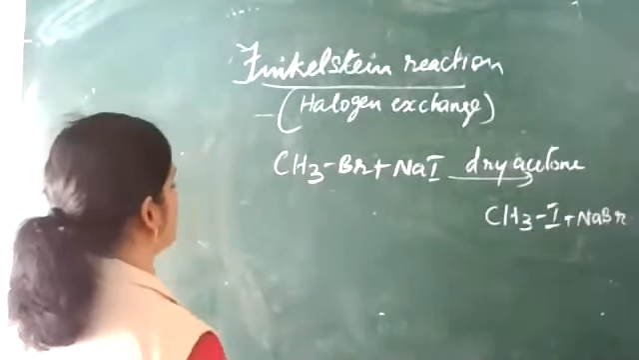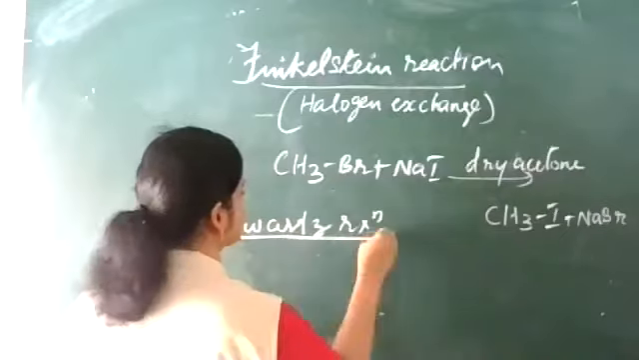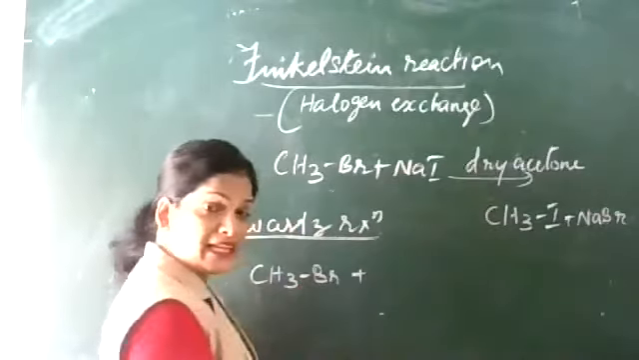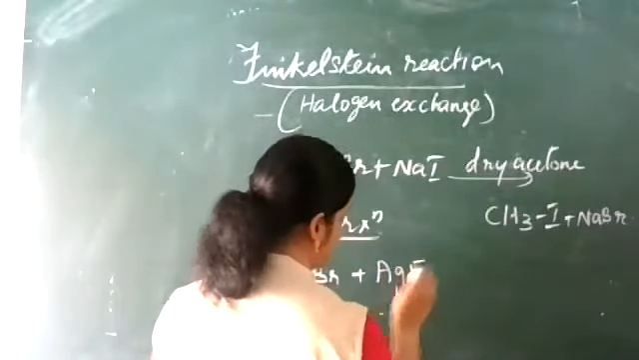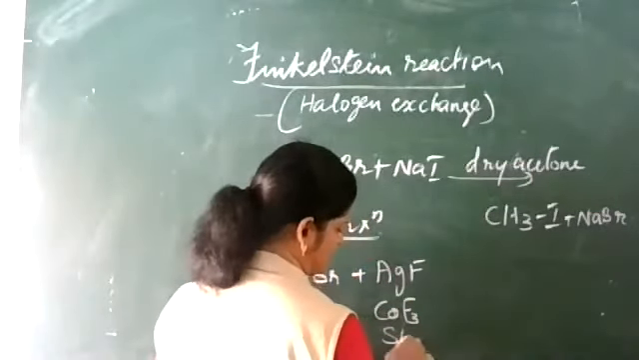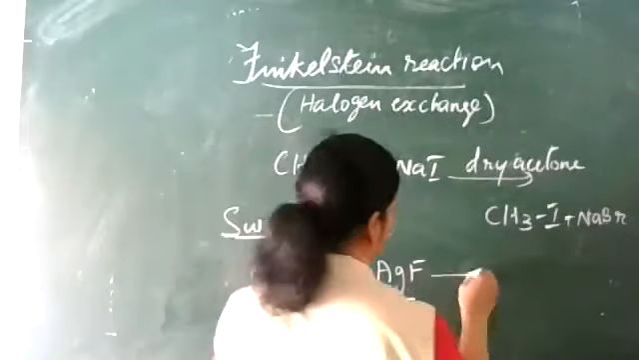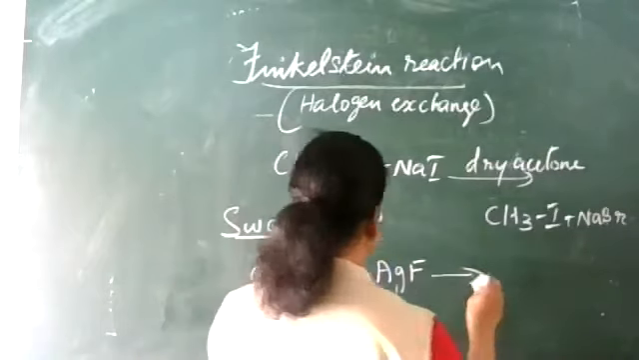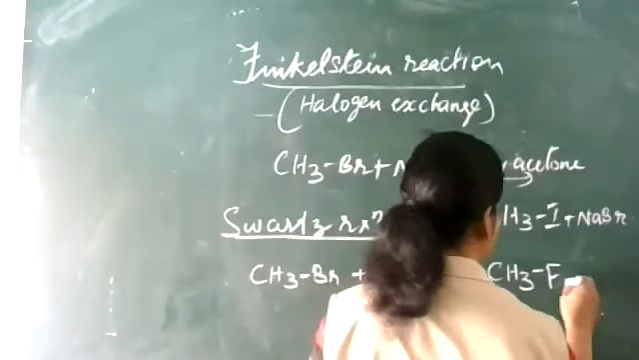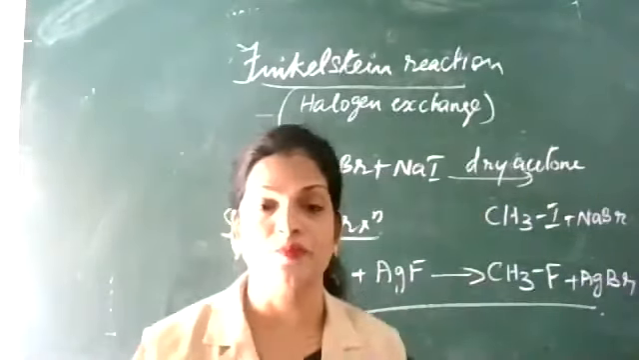The last method of preparation is by Swarts reaction. By Swarts reaction, again CH3Br. We can take metallic fluorides, that is AgF, CoF2, or SbF3, Hg2F2. You can make CH3F, the only method for the preparation of fluoride. And AgBr. So these are the methods of preparation.